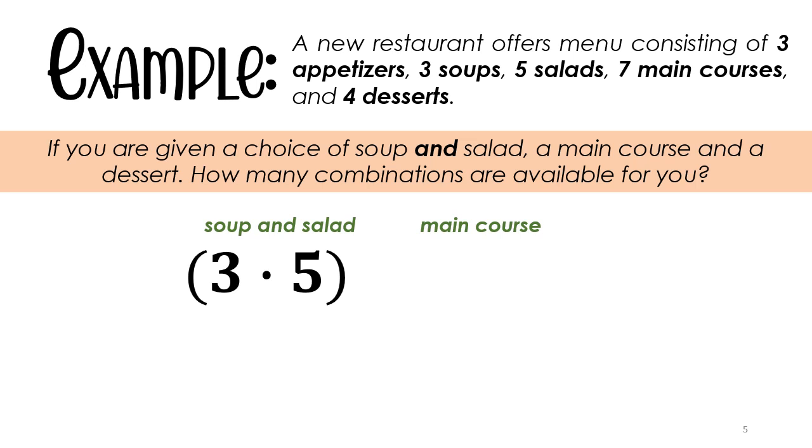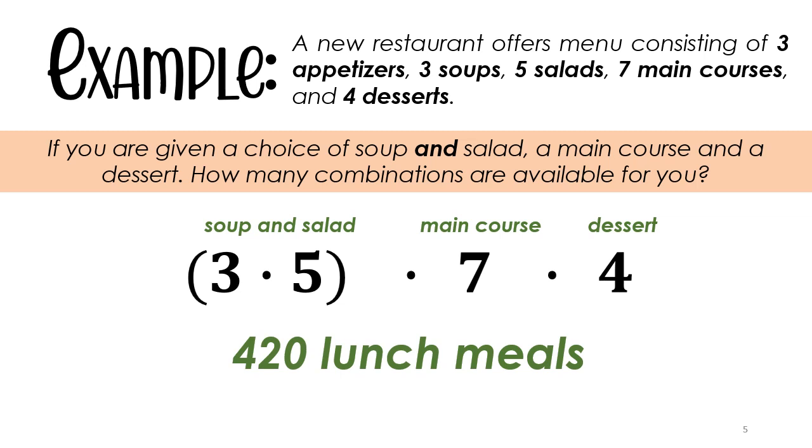Next, we have a main course, so we have times 7 choices. And lastly, we have the dessert, so we have times 4 choices. So we now have 3 times 5 times 7 times 4. So we can have 420 combinations of lunch meals that consist of soup and salad, a main course, and a dessert.